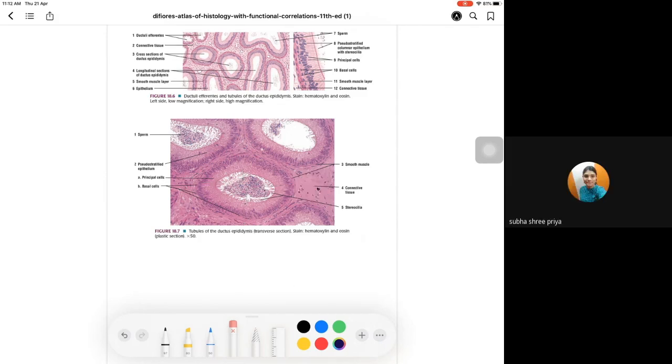TB attacking the genital system first goes to the epididymis. I don't know the reason. Exactly the reason is not known, but that is known as tuberculous epididymo-orchitis. But whenever you see pyuria without growth, you think of tuberculosis.